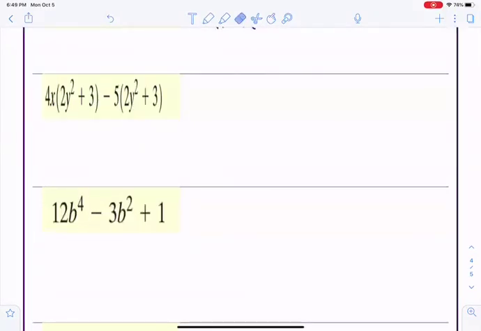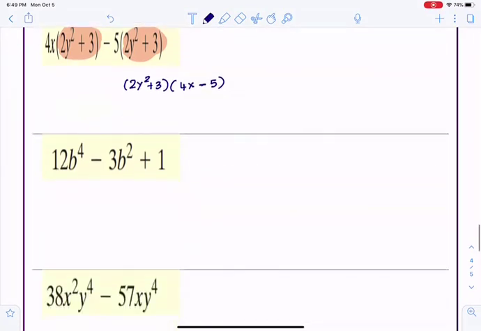So the first one that we see is quite straightforward. The common factor is 2y squared plus 3. It's in both terms. And if we pull that out, we will leave behind 4x in the first term and minus in the middle and 5. So now we took that expression and wrote it in a factored, organized way.